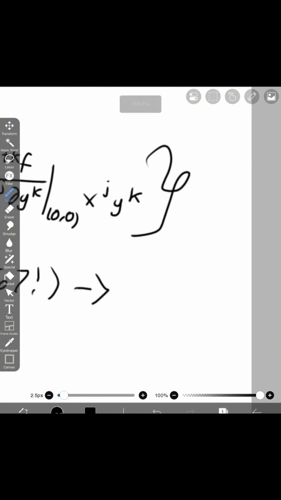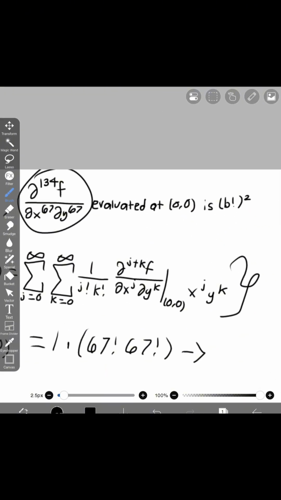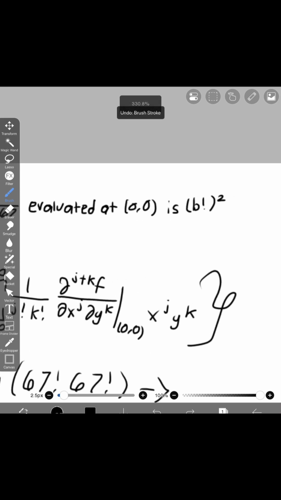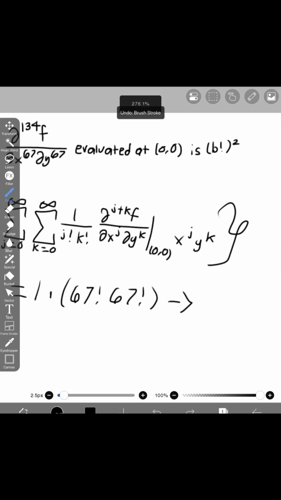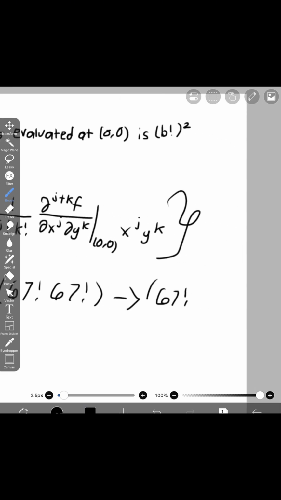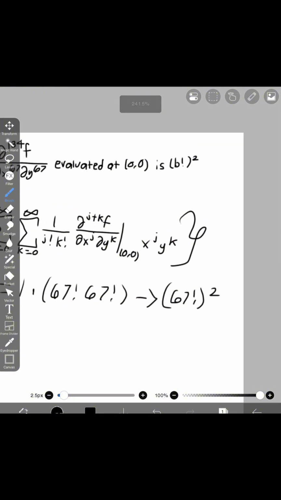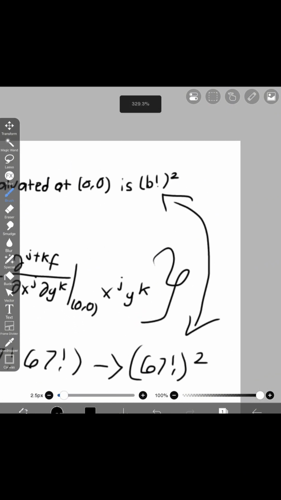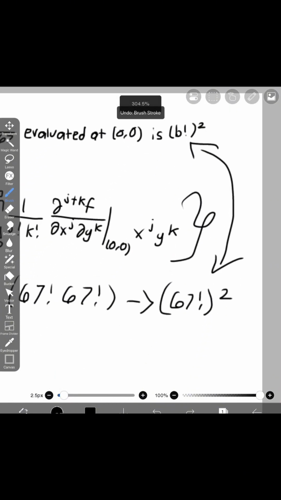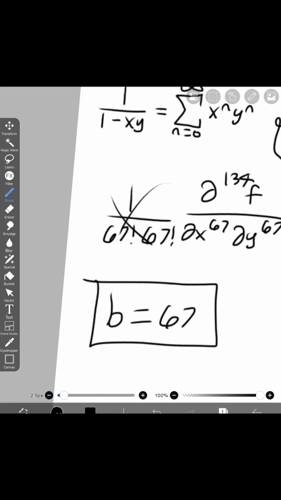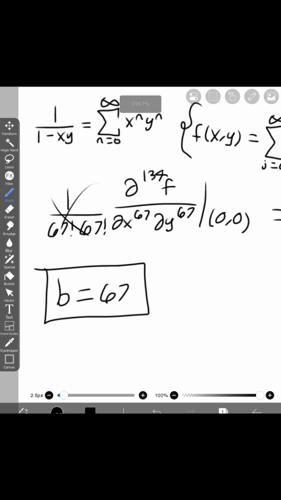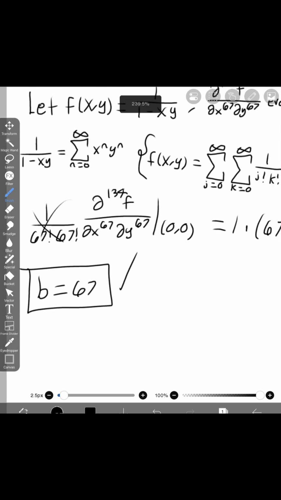We did say that when we evaluate this at the origin, it's equal to b factorial squared. But what's this? Isn't that 67 factorial squared? And doesn't that match our given here, our required form here? So that means b is equal to 67. It's that simple. And that is how we solve the problem. We have already solved the problem.